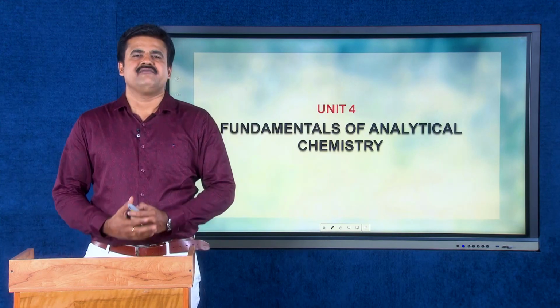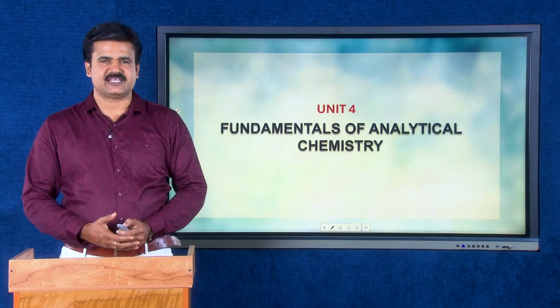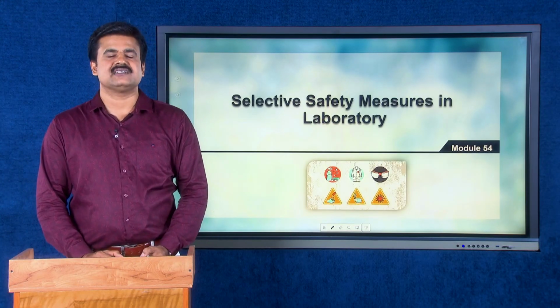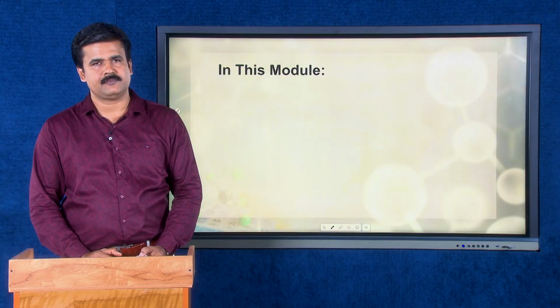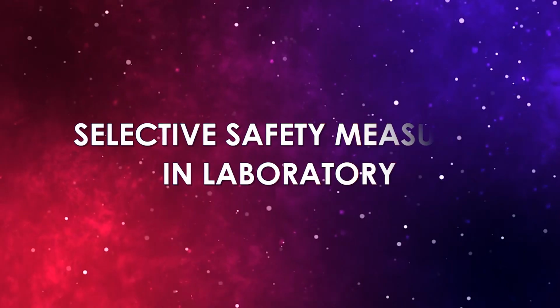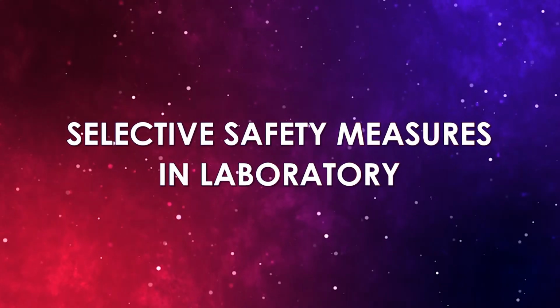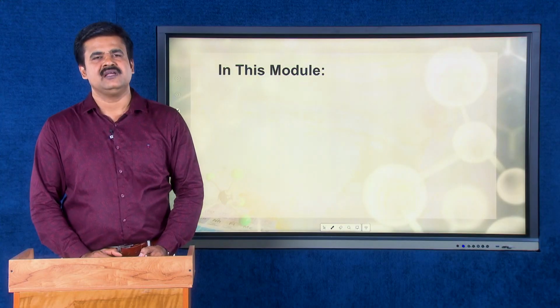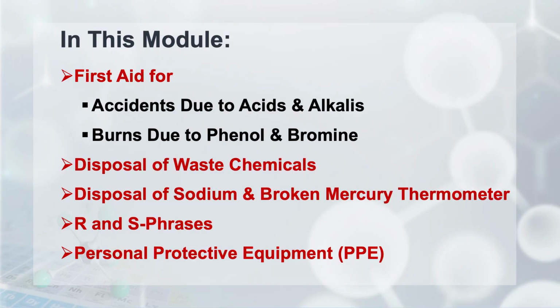Welcome dear learners. We are continuing Unit 4 Fundamentals of Analytical Chemistry. In the present module, we are discussing selective safety measurements in laboratory. The contents of this module are first aid for accidents due to acids and alkalis, burns due to phenol and bromine, disposal of waste chemicals, disposal of sodium and broken mercury thermometer, R and S phrases and personal protective equipments, PPE.